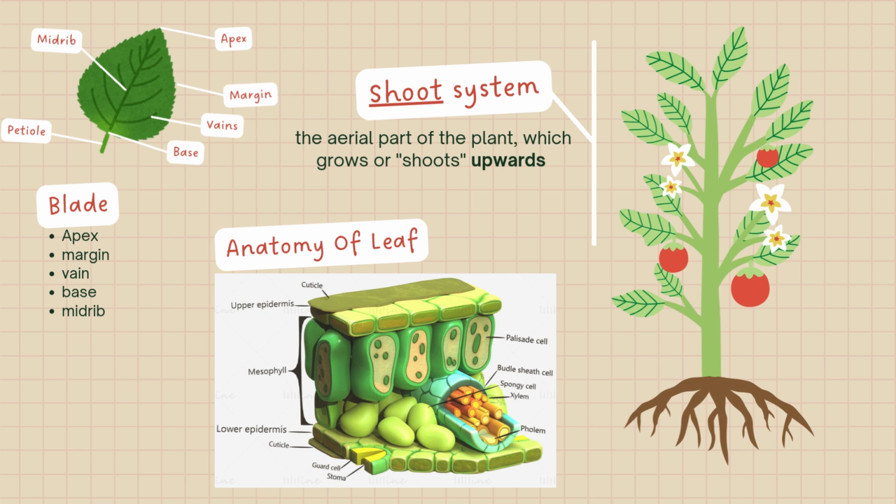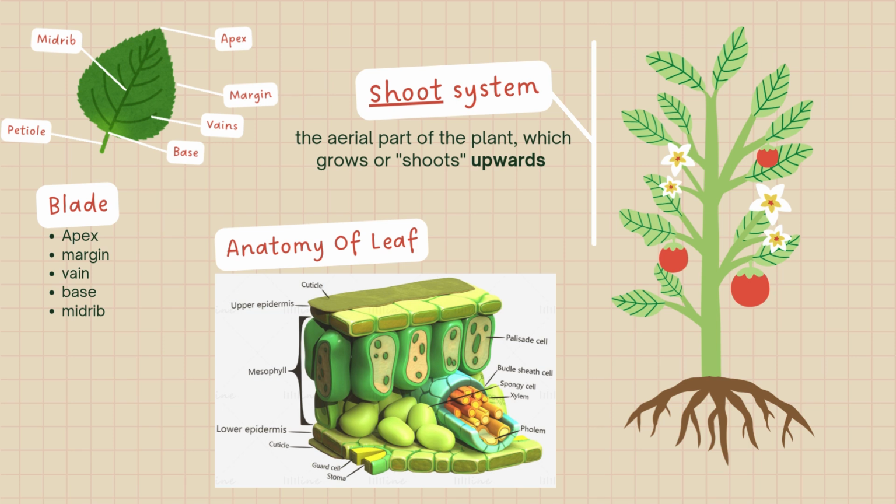Okay, the next one is anatomy. The anatomy of the leaf refers to its internal structure, which we can see in the cross-section diagram. First, the upper and lower epidermis, which protect the outer layers. Next, the cuticle, a waxy layer that prevents water loss, and then the mesophyll, which is the main tissue for photosynthesis, made up of palisade and spongy cells.